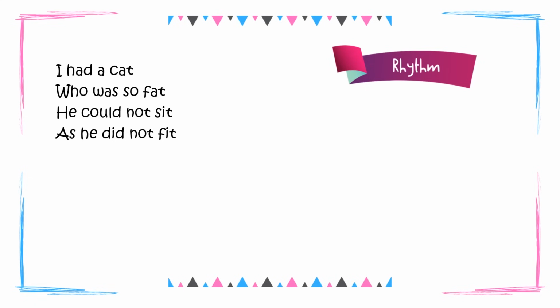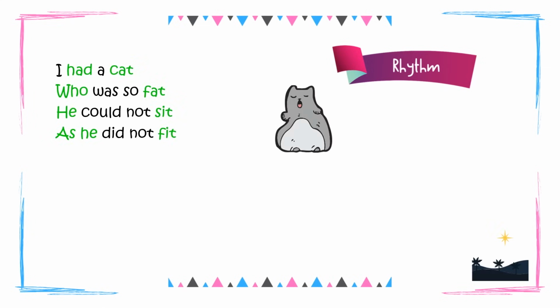Now, how does this help in forming the rhythm of a poem? Let's see. Here we have a little poem. I had a cat who was so fat, he did not sit as it did not fit. Now let's see the stressed and unstressed syllables in this poem and how they create rhythm. Here we are.